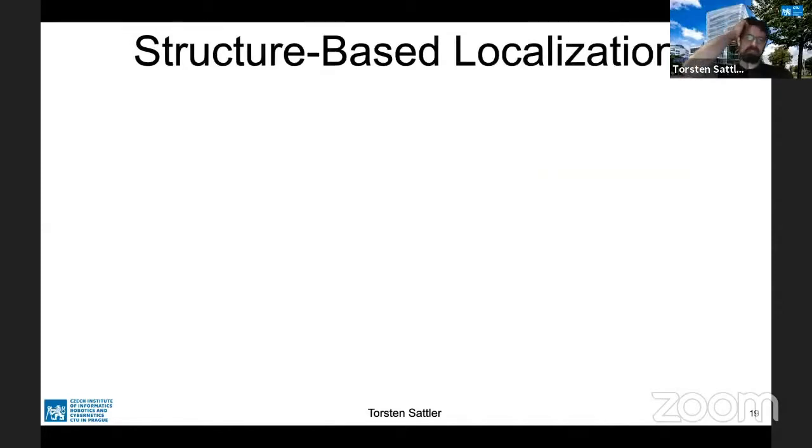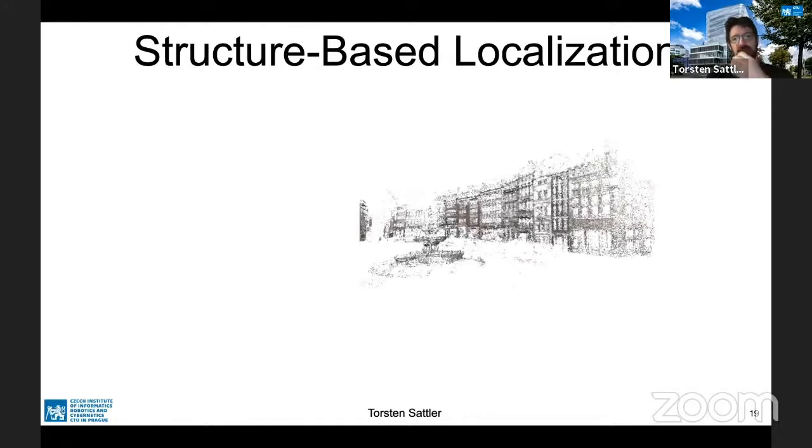So the second part looks a bit more into localization techniques, and I'm mostly going to focus on structure-based localization. What this means is that we assume that we have some 3D model of the scene. That can be either a set of explicit 3D points or a mesh, or the 3D geometry could be represented implicitly through the weights of a neural network, for example, a scene coordinate regressor, or any other type of implicit neural representation.